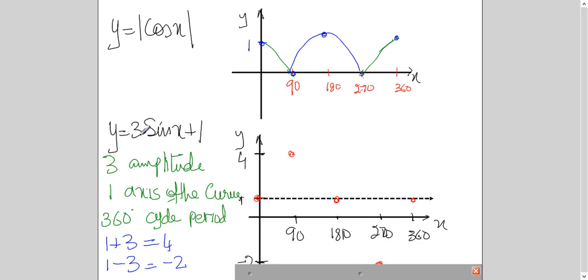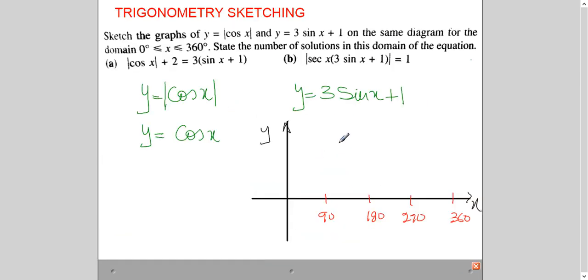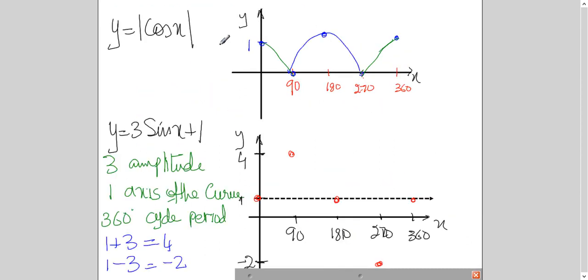I'm sketching y equals 3 sin x plus 1, right? Initially, I'm telling you how to sketch it here. Later, I will merge the two in the same diagram, because the question is saying sketch it on the same diagram, right? So first I have told you how to sketch y equals modulus cos x. Now we are doing 3 sin x plus 1.